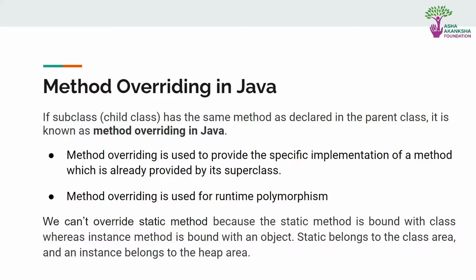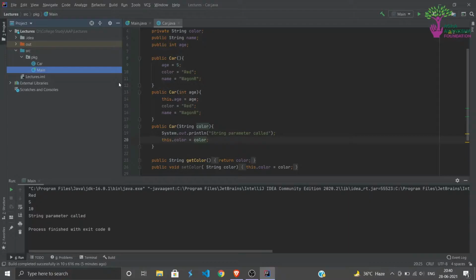So method overriding is done via inheritance. If a subclass has the same method declared in the parent class, it is known as method overriding. It is used to provide the specific implementation of a method which is already provided by the superclass. Method overriding is used for runtime polymorphism. You cannot override a static method because the static method is bound with the class, whereas an instance method is bound with an object. So now we can look into method overriding.